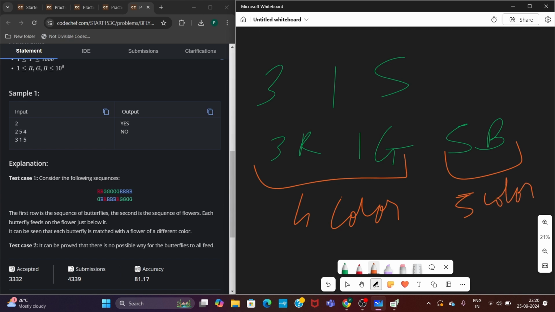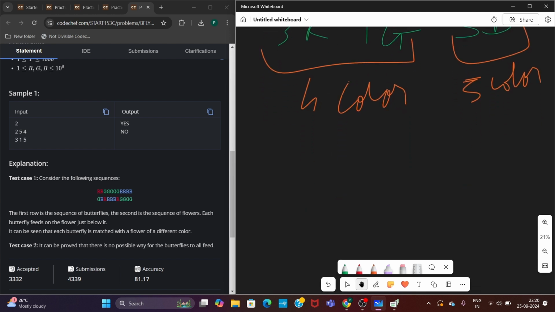So basically, over here a blue can match with either red or green, but as you can see, there are only four colors in total. So we will be left with one blue color over here. Let's visualize it.